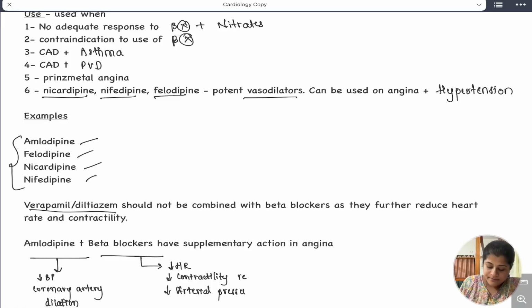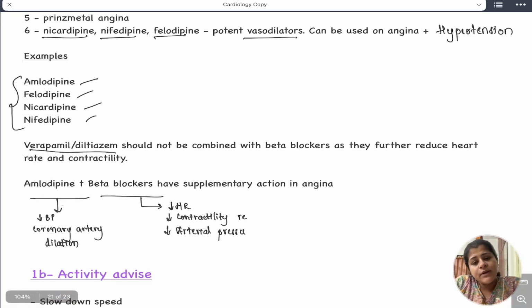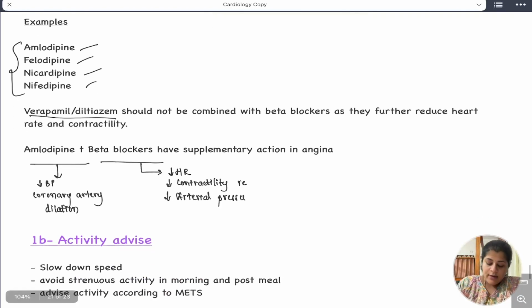Okay. Can you combine amlodipine with beta blockers? Yes, because they have complementary action. Amlodipine is a calcium channel blocker. It is reducing blood pressure. It is improving coronary artery blood flow. On the other hand, beta blocker is reducing myocardial oxygen demand by reducing heart rate, reducing contractility, and reducing arterial pressure.